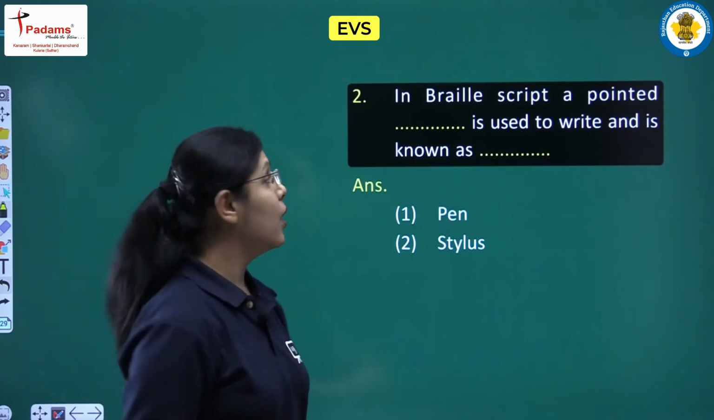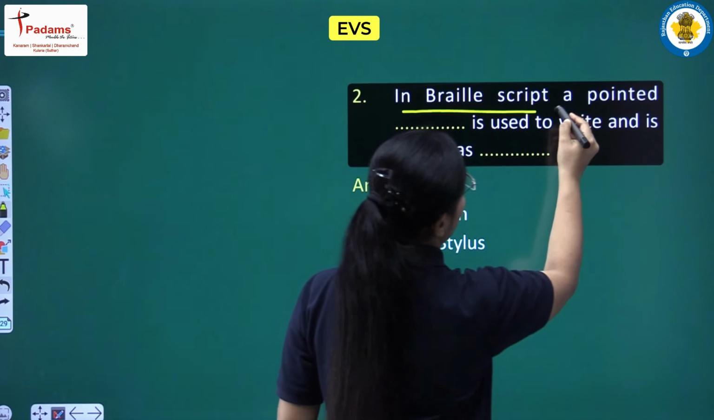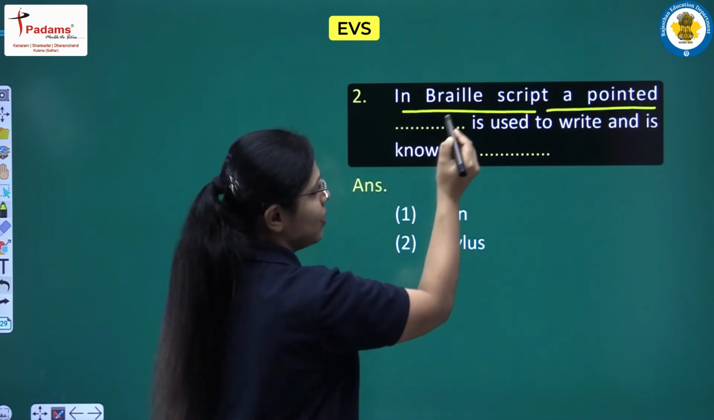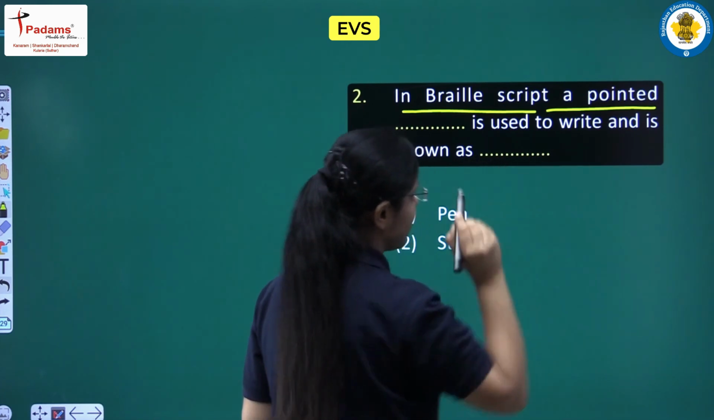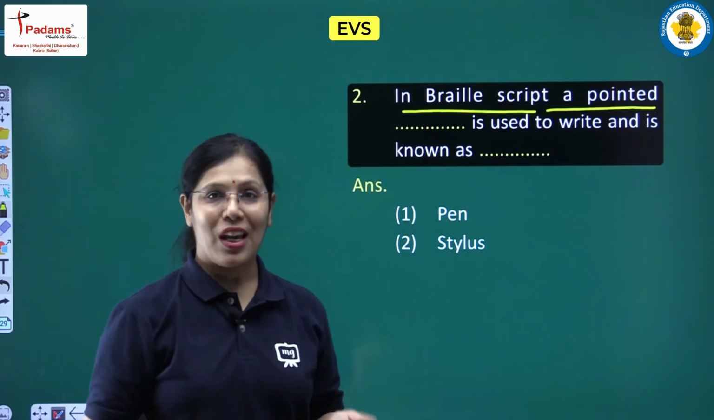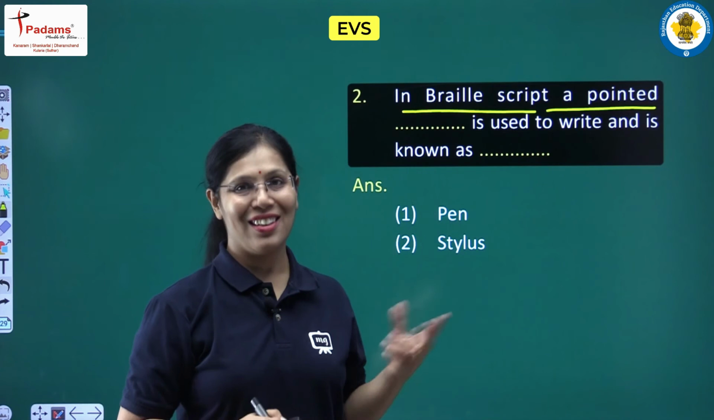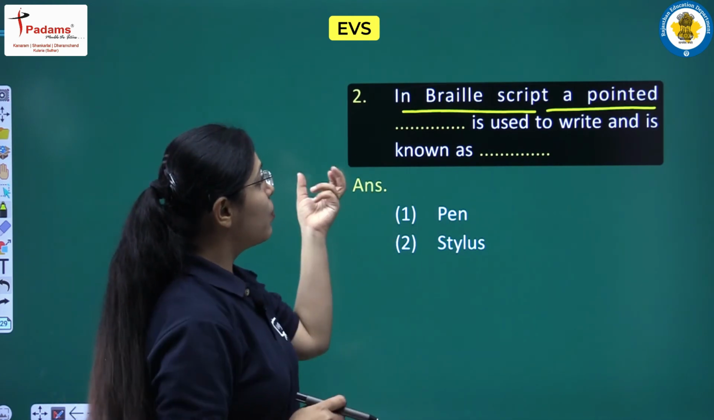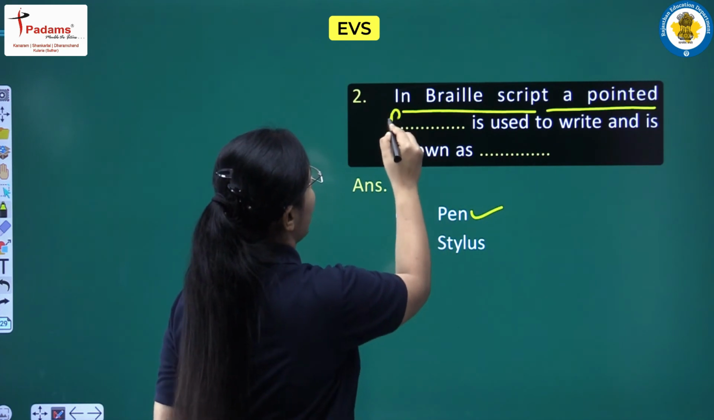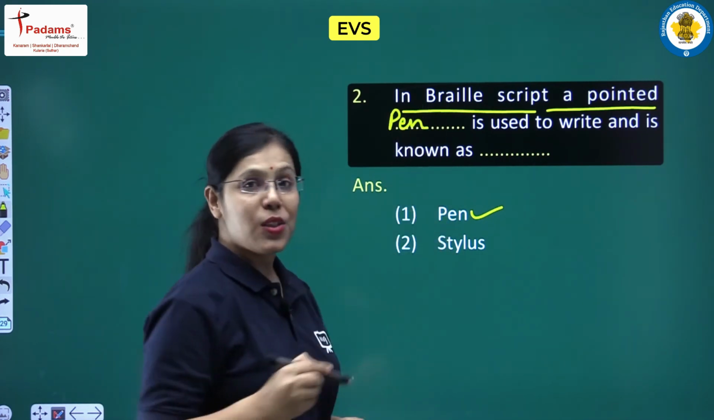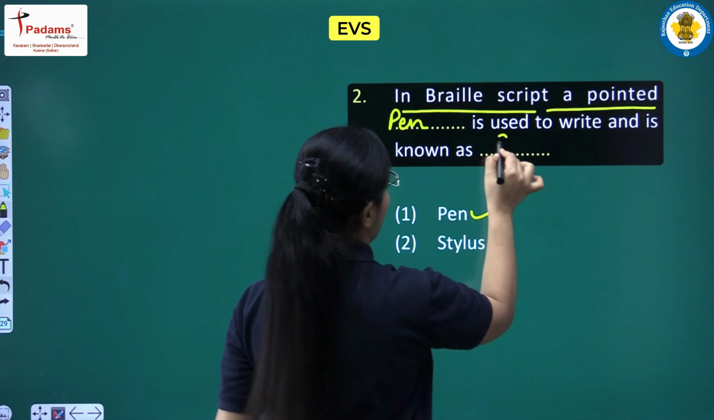Question number 2 is there. In Braille script, a pointed blank is used to write and it is known as, there's a blank. So we have seen the pictures while learning the chapter. So in Braille script, a pointed pen is used. So here we will write pen, and this pen is known as stylus.